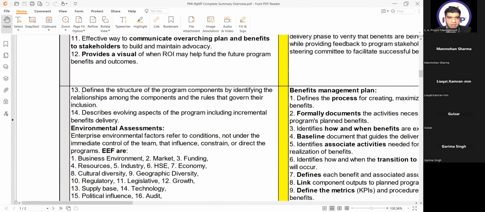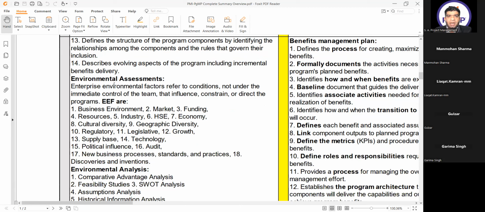This is also from the 13, defines the structure of the program components by identifying the relationship among the components and the rules that govern their inclusion, and describes evolving aspects of the program including incremental benefits delivery. So whenever he talks to you about incremental delivery, it means he's talking about the roadmap because he's talking about the milestones. Okay.